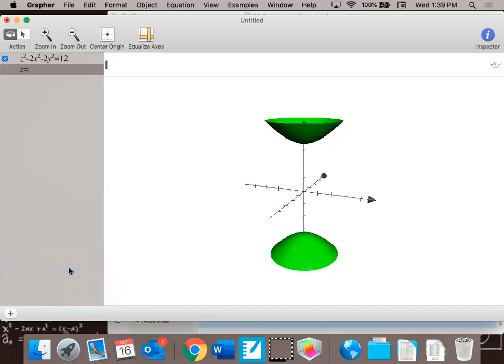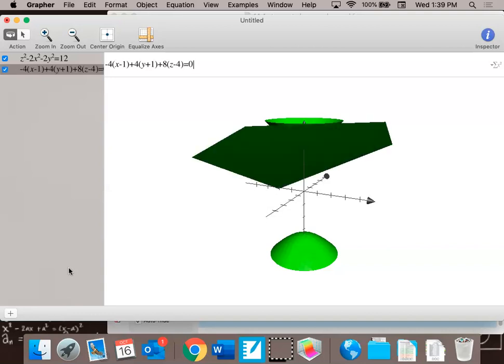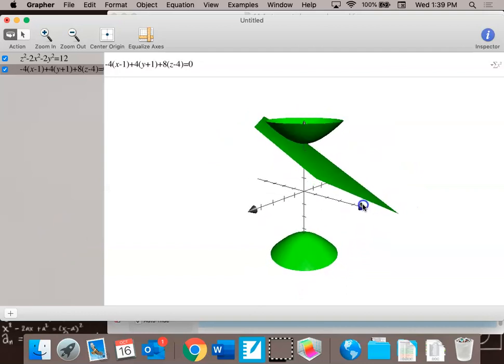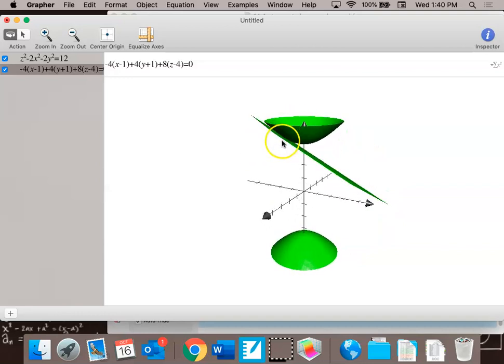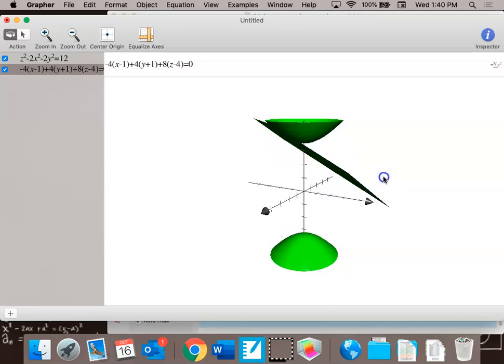So then this one, negative 4 times x minus 1 plus 4 times y plus 1 plus 8 times z minus 4 equals 0. All right, now you can kind of see where the point of tangency is, and that this plane is tangent at that point. And then I'm going to show you the normal line.